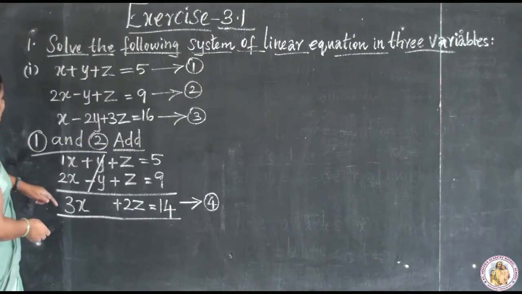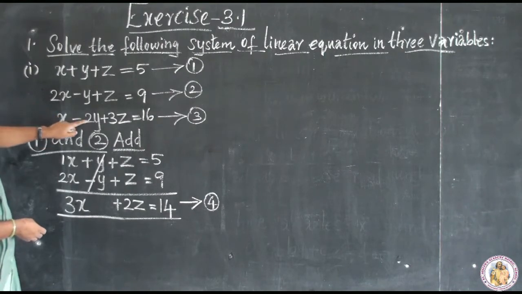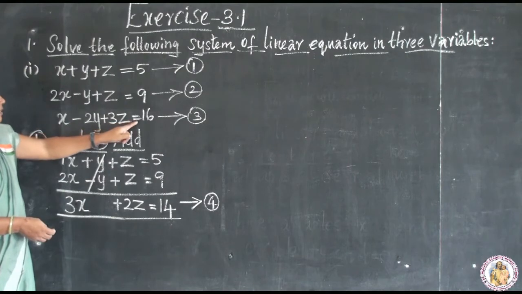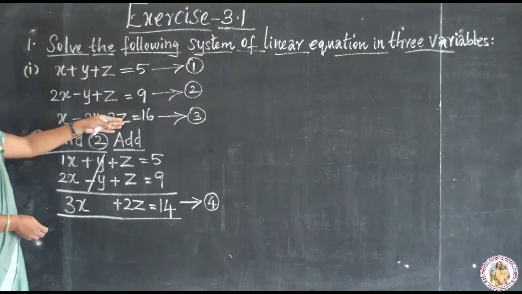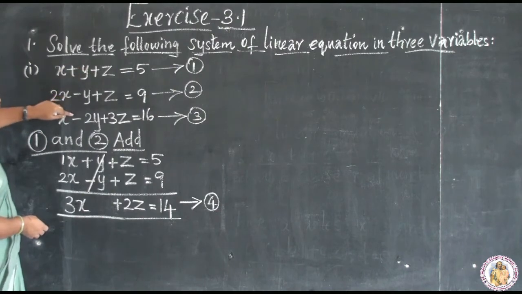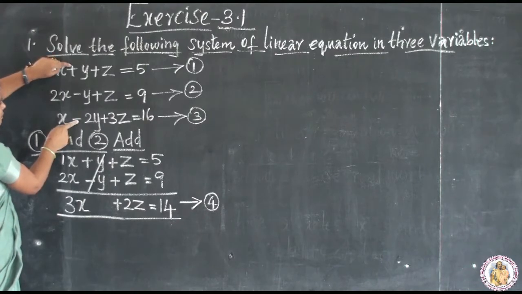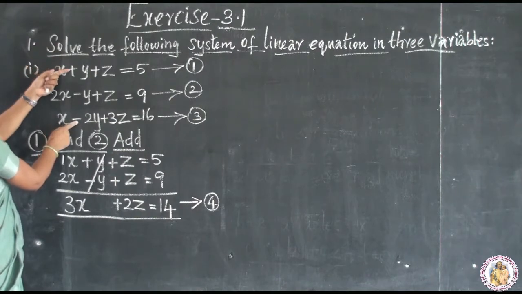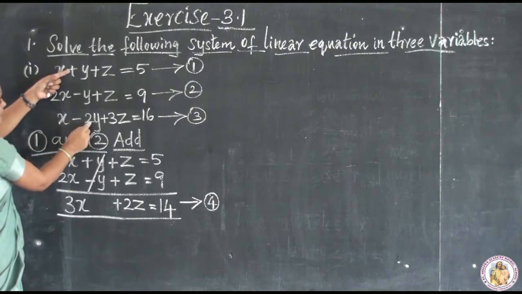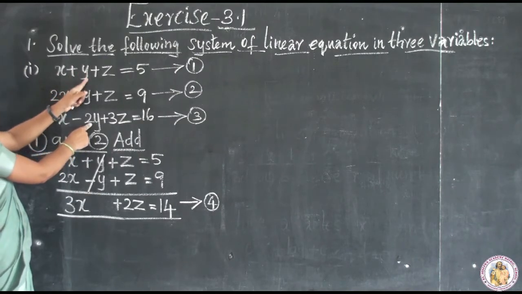Then we can take the third equation, that is x minus 2y plus 3z is equal to 16. Either you can choose the second equation or the first equation. I am going to take the first equation. Why? Because here we have minus and plus, so different signs are here. So we can choose third and first. But we don't have 2y here. Here we have 2y, here it is only y.